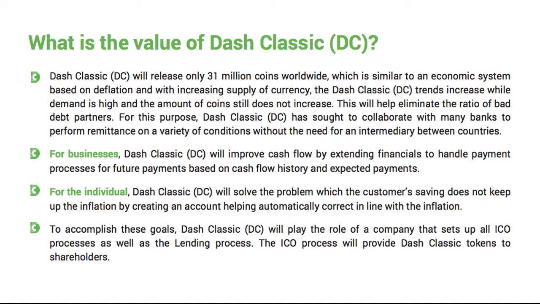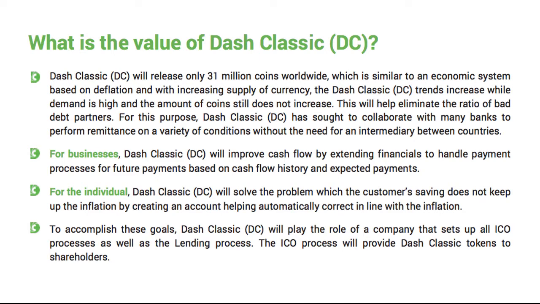Dash Classic DC will release only 31 million coins worldwide, which is similar to an economic system based on deflation, and with increasing supply of currency. The Dash Classic DC trend increases while demand is high and the amount of coins still does not increase. This will help eliminate the ratio of bad debt partners. For this purpose, Dash Classic DC has sought to collaborate with many banks to perform remittance on a variety of conditions without the need for an intermediary between countries. For businesses, Dash Classic DC will improve cash flow by extending financials to handle payment processes for future payments based on cash flow history and expected payments.